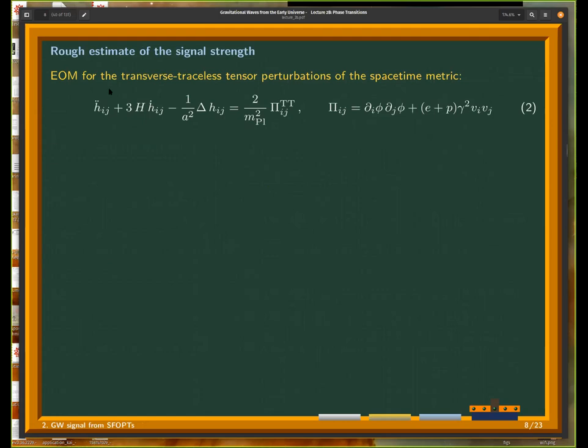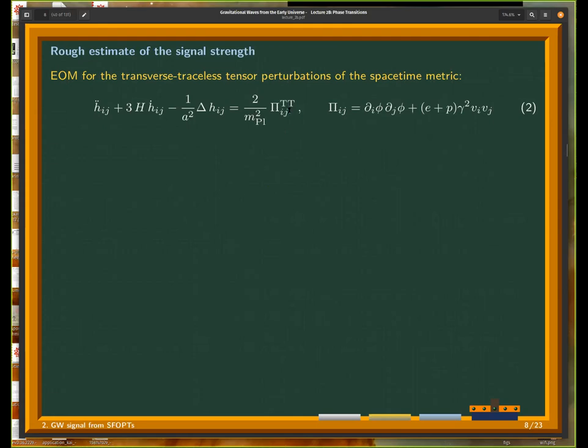Okay, so let's start again with the equation of motion for our tensor perturbations. I think we can't count anymore how often we've seen this already. So this really is, again, the same equation of motion for our tensor perturbations of the space-time metric, now written in terms of cosmic time, t, here in this case in position space. Okay, so this is not in momentum space.